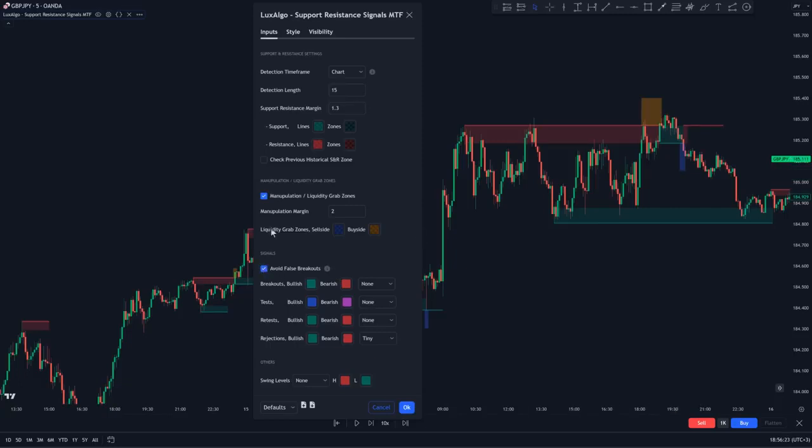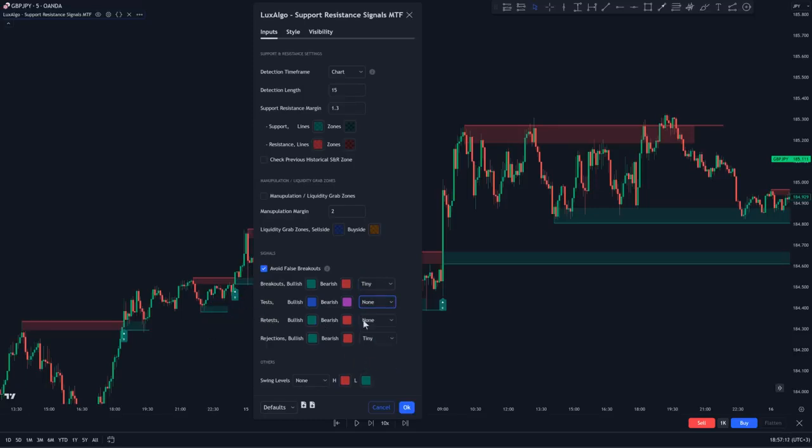We'll also turn off the visible display of the manipulation zones to maintain a clear chart, but this won't interfere with its functionality. Then here we have a few more display settings. Breakouts. We want breakouts to be visible on our chart, so we'll keep the default setting. Tests. We'll disable their display by selecting None.